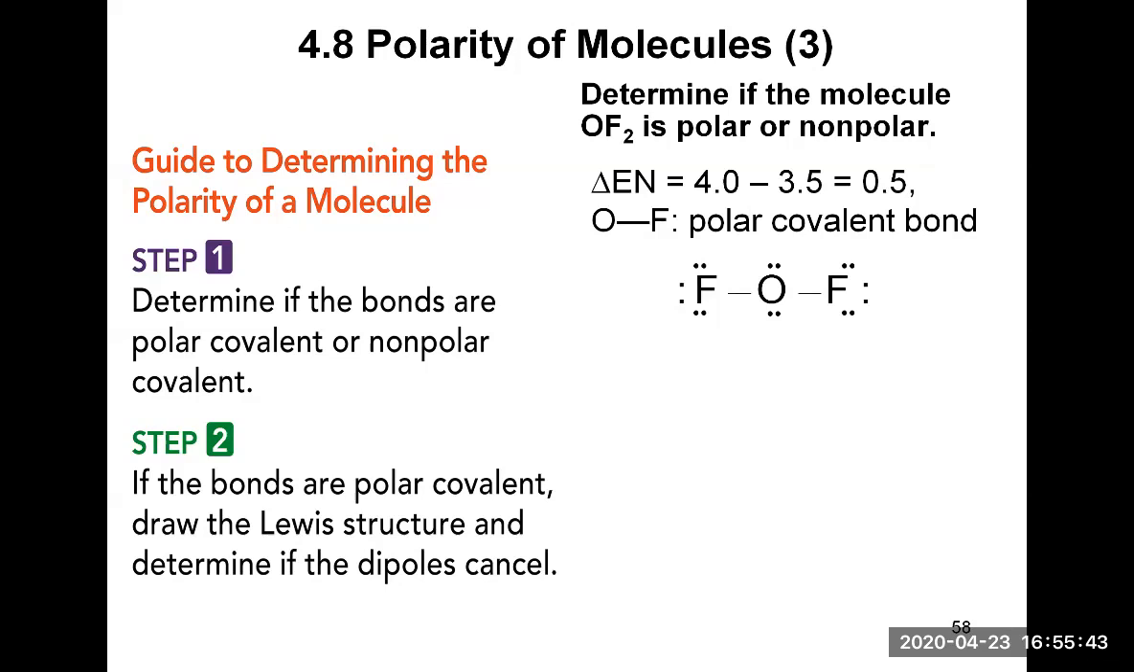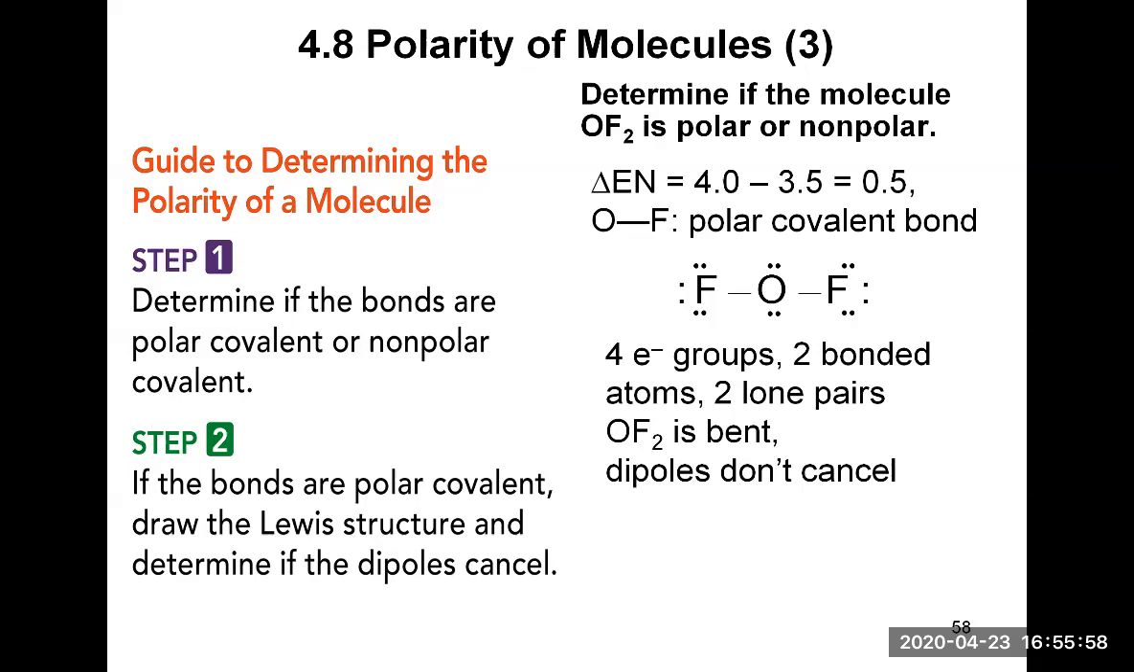Now let's determine the shape of this molecule. Oxygen is the central atom, so you count the number of electron groups around oxygen. Oxygen has 4 electron groups, which are 2 bonded atoms and 2 lone pairs. If you look at the table in your reference packet and follow the line where it starts with 4 electron groups, 2 bonded atoms, 2 lone pairs, the molecular geometry is bent from tetrahedral.